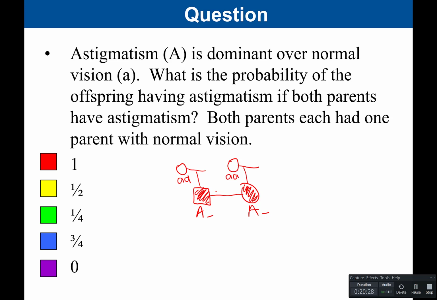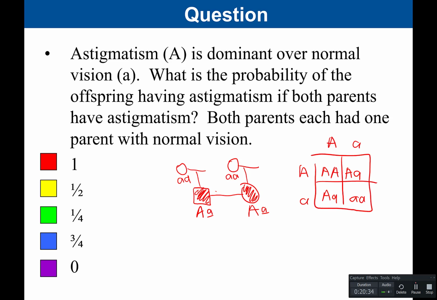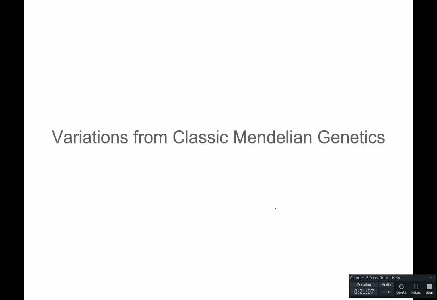So we know that they are both big A, little a, and then we fill in our Punnett Square. Our cross is between big A, little a and big A, little a. What is the probability of the offspring having astigmatism if both parents have astigmatism? Notice that astigmatism is dominant, so it's any of the ones with a big A. So the answer is blue, 3/4. 3/4 will have astigmatism because they have the dominant allele. And so that's the answer to that question.